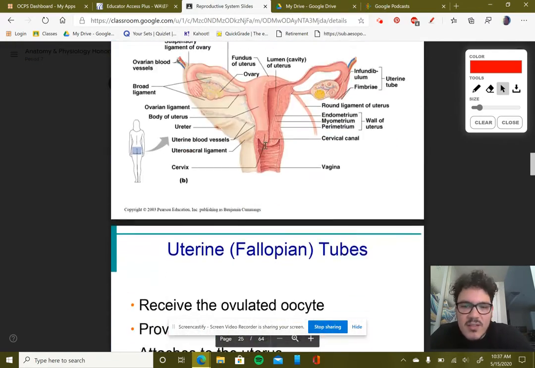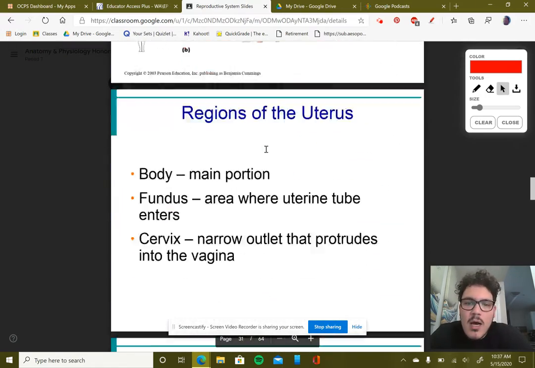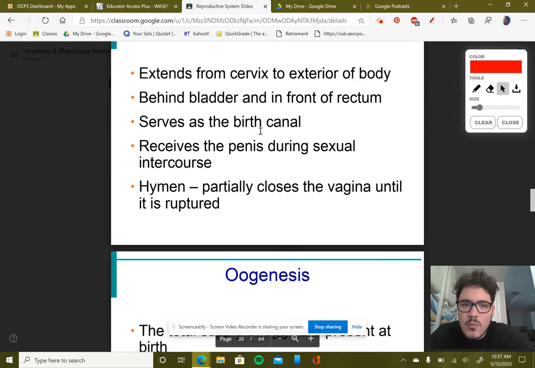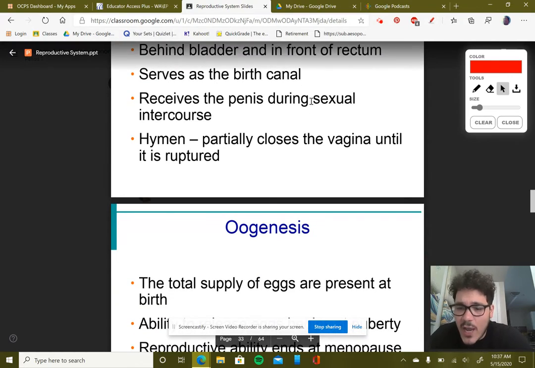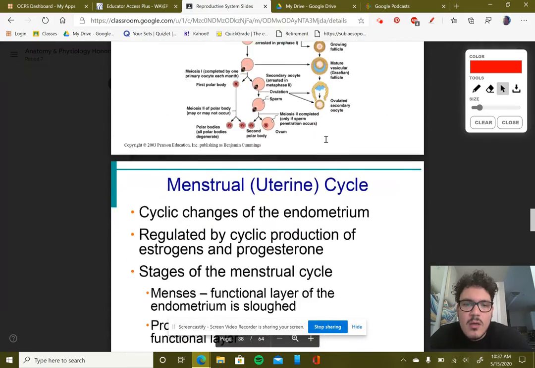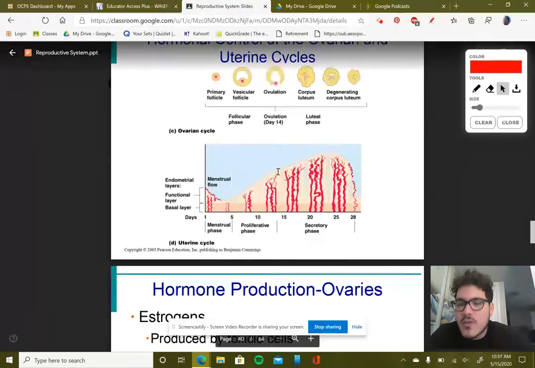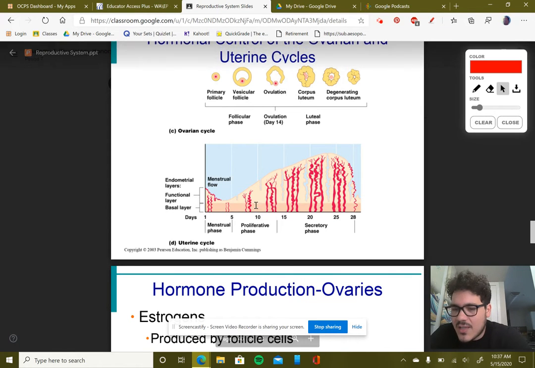Like we said, we discussed the ovaries, the fallopian tubes, the uterus. We talked about the walls and the regions of the uterus. We discussed the vagina or the birth canal, the method in which the eggs are made called oogenesis. And then finally, we were discussing the menstrual cycle, just how this whole process works as far as the endometrium shedding.